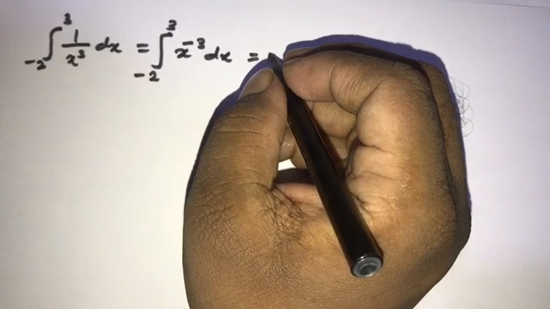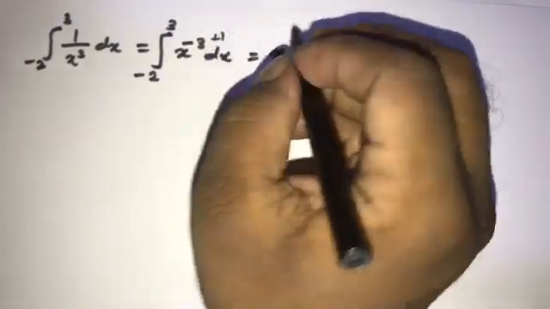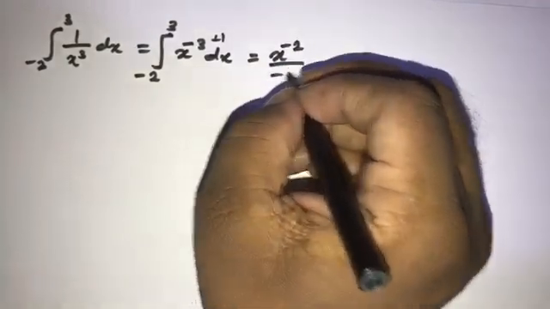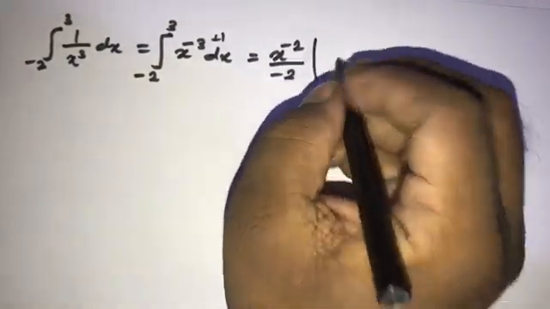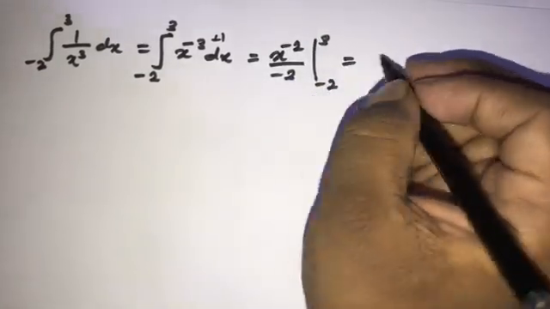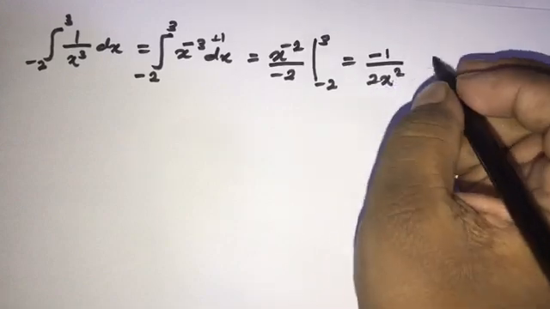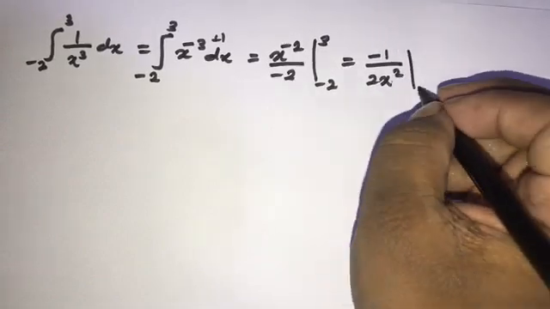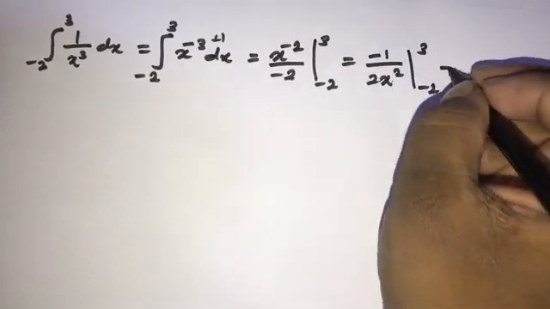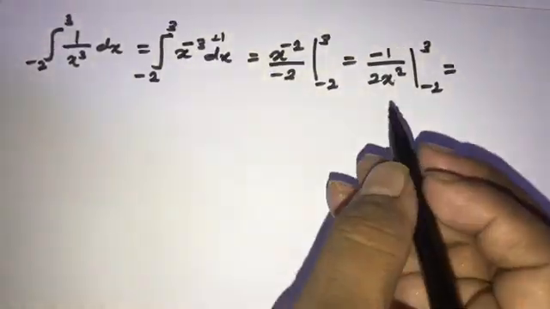So according to the power rule we know x to the minus 3 plus 1, so x to the minus 2 over minus 2, with the limits minus 2 to 3. Okay, now we can write minus 1 over 2x squared from minus 2 to 3. Okay, now we can simplify this, but one question, is this right?